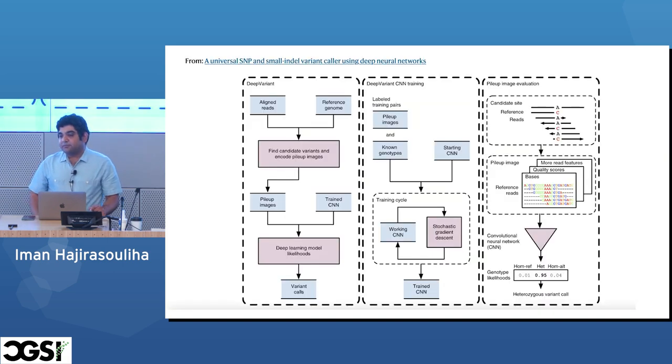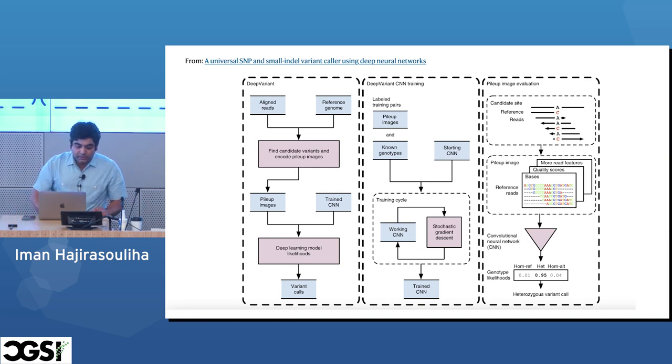So this is Figure 1 of the DeepVariant paper. On the left box, we have a very simple overview of DeepVariant. We start with aligning all the reads to the reference genome. So we have a reference genome and all the aligned reads. And then you can essentially screen the genome and find potential variants from your alignments. For each potential variant, you can build these pileup images. And if you have this trained CNN, you can apply it to the pileup image corresponding to a particular variant.